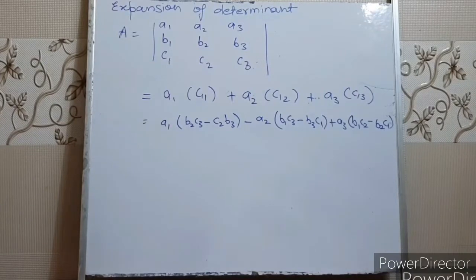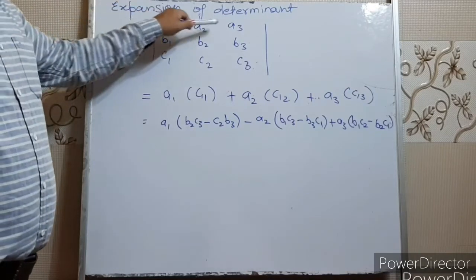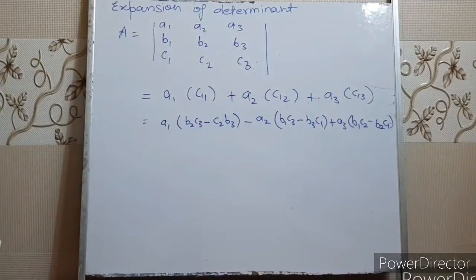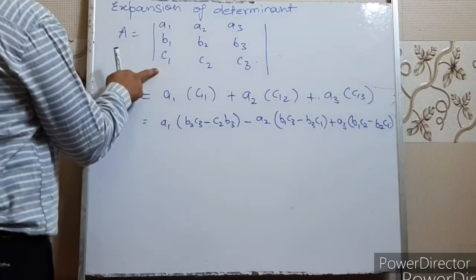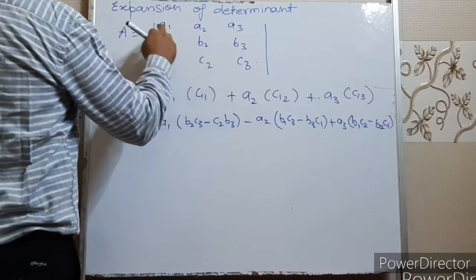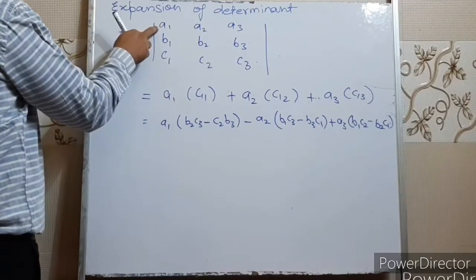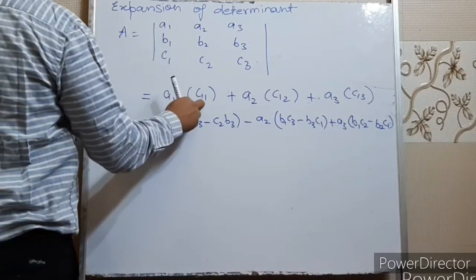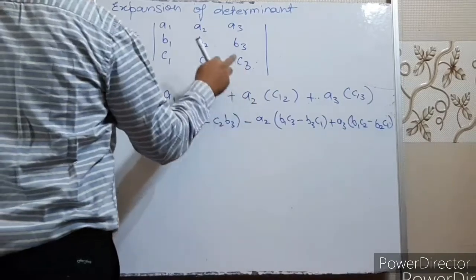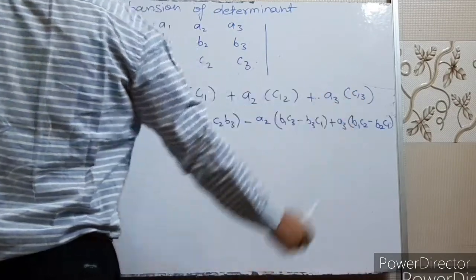Now children, see if you have to expand this determinant A, which has first row as A1, A2, A3, B1, B2, B3 as second row, C1, C2, C3 as third row. Then you can see here the expansion of this determinant will be A1 into the cofactor of first row and first column. Suppose here I am expanding this determinant about first row. So I have written A1, this is the first row and first column element. So it will be multiplied into the cofactor of same place, that is first row and first column, plus A2 cofactor of first row and second column, A3 the cofactor of first row and third column.